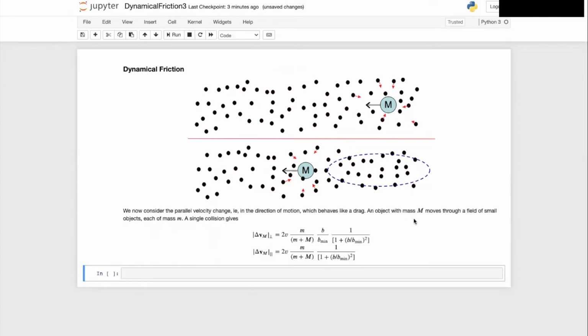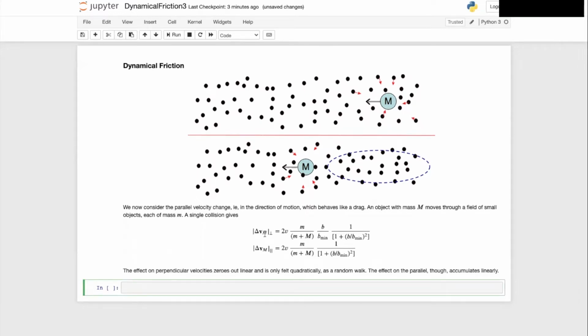So an object with mass M is moving through this field of small objects, each of them with mass little m. We calculated what a single collision will do to the perpendicular component of the velocity and to the parallel component of the velocity. The effect on perpendicular velocities zeroes out linearly and is only felt quadratically as a random walk, but the effect on the parallel will accumulate linearly. And you can imagine that's because of the symmetry that you have in the perpendicular component, but the lack of symmetry that you have on the parallel component.